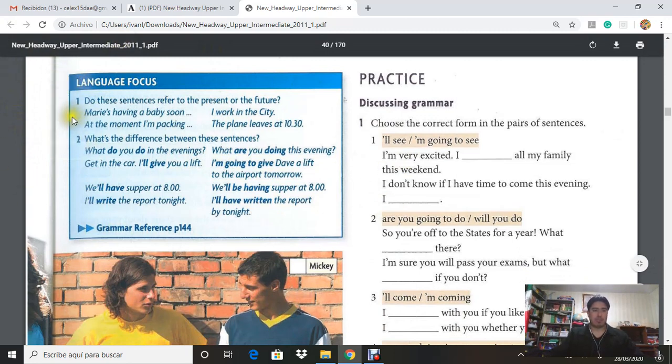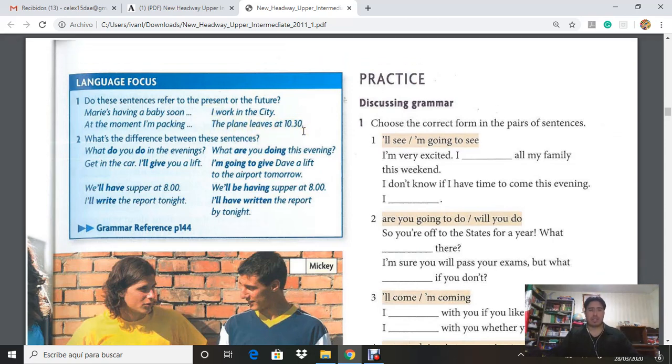We have the point number 1 that says, do these sentences refer to the present or the future? So let's check them. The first one says, Mary's having a baby soon. At the moment, I'm packing. I work in the city. The plane leaves at 10:30. Okay, so you can take around 2 minutes to identify if the sentences are referring to the present or to the future.